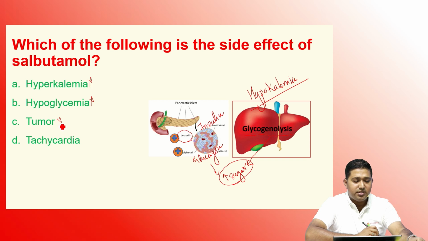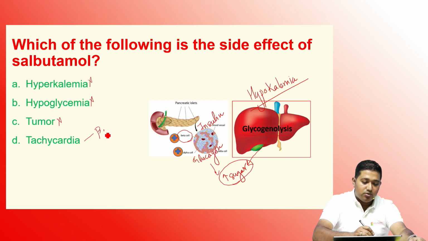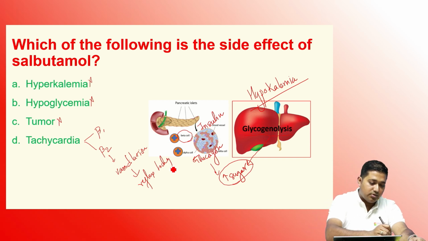Then the last option would be tachycardia. Salbutamol, though at low dose it is a beta 2 agonist, at high dose it can also activate the beta 1 receptor. So that is one mechanism of tachycardia. Another mechanism of tachycardia would be because of the activation of beta 2 receptors, it is going to cause vasodilatation. So once there is vasodilatation, it is going to cause reflex tachycardia. So with salbutamol, it can cause tachycardia by both beta 1 as well as beta 2 action. So the answer here would be tachycardia, D, tachycardia.